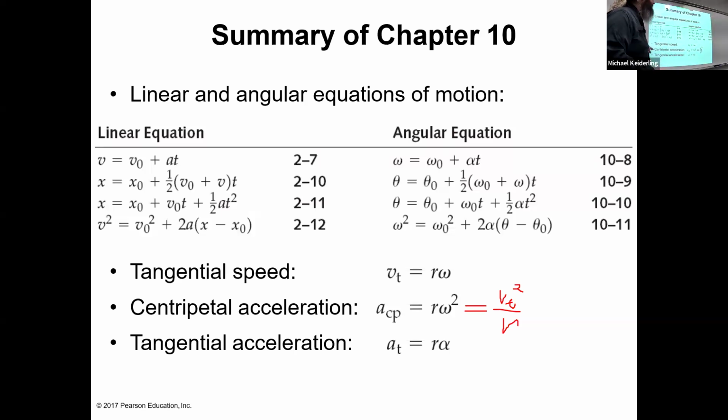And then conversions to tangential quantities. Tangential speed is radius times omega. Centripetal acceleration is radius times omega squared, or tangential speed squared over radius. And tangential acceleration is radius times alpha. So centripetal acceleration is acceleration towards the center of the circle to keep it rotating. Tangential acceleration is speeding up or slowing down in the direction of rotation.